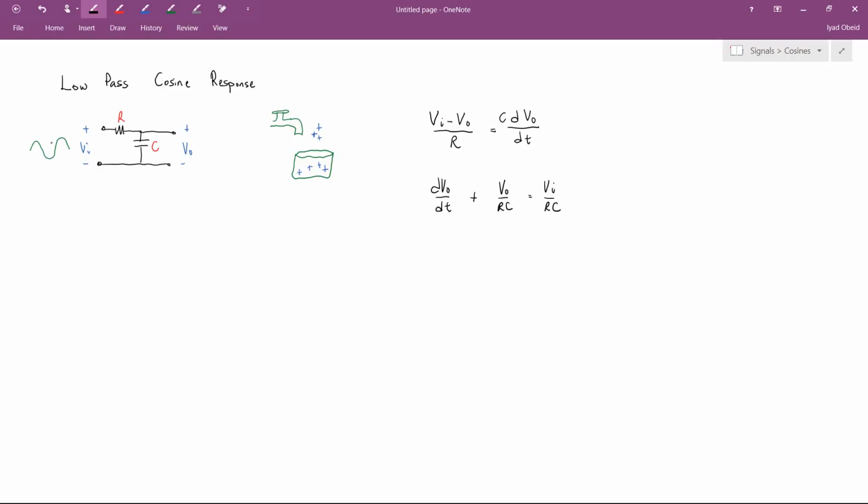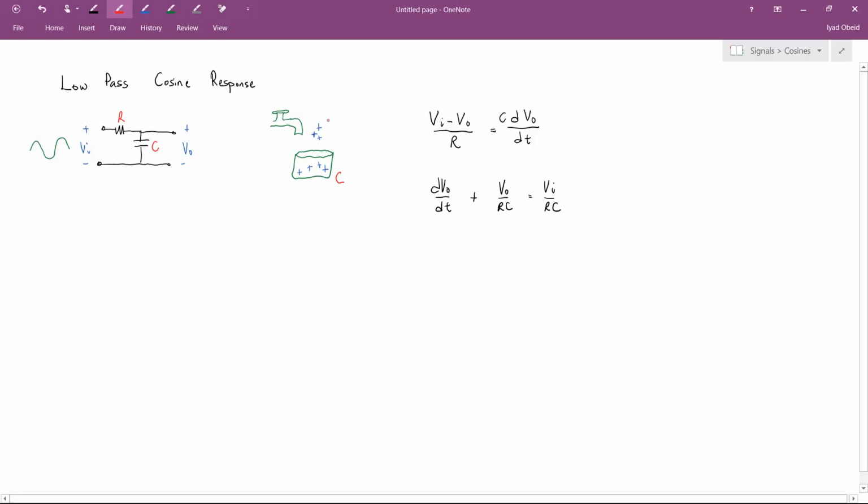I want you to imagine a bucket that we're trying to fill with water. In this case, the bucket is essentially our capacitor that we're trying to fill up, and the faucet is essentially represented by the resistor. So the bigger the resistor, that's more resistance to the flow of water. So a big resistor means less water that's going to flow into the bucket.